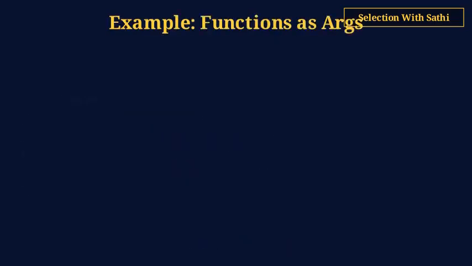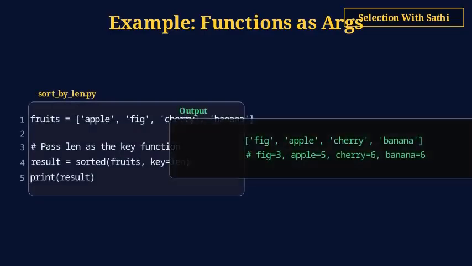Passing functions as arguments. Fruits is a list of strings: apple, fig, cherry, banana. Sorted fruits, key equals len passes the len function directly. Python calls len on each fruit and sorts by the result. Fig has 3 letters, so it comes first, then apple, cherry, banana.